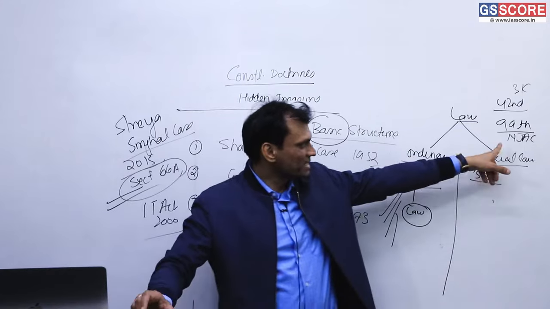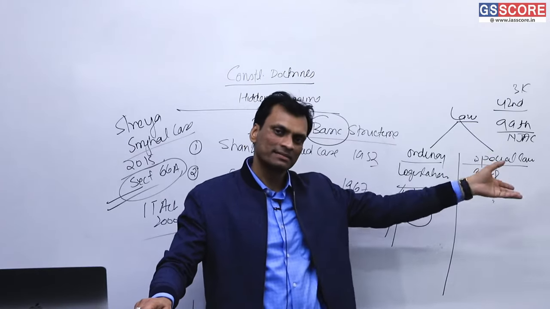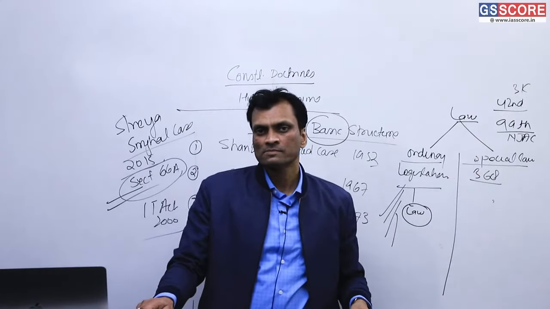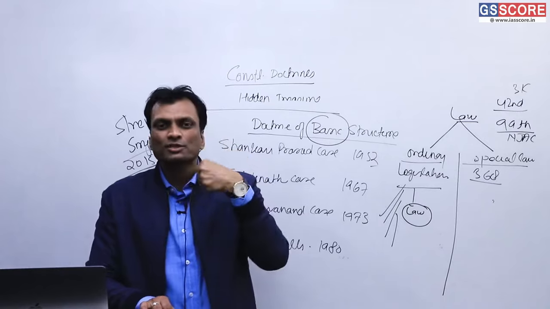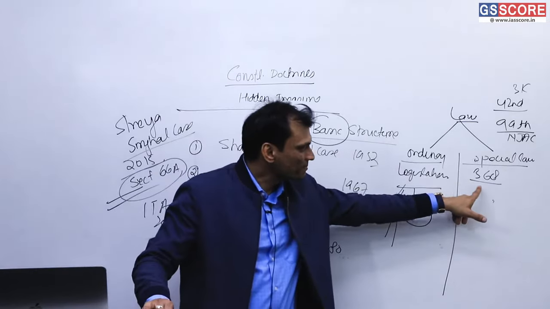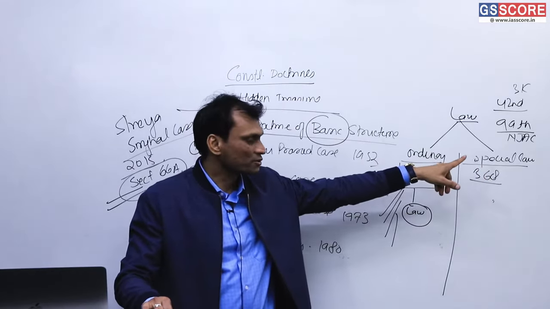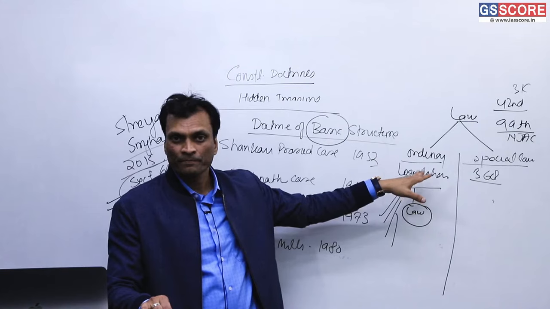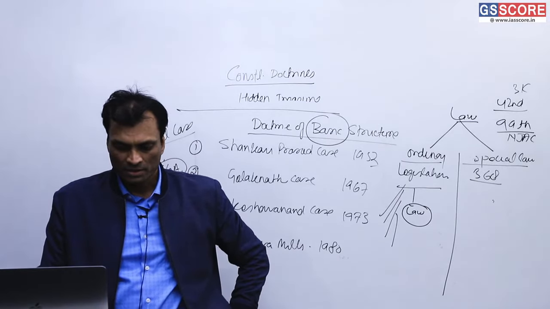Like in the NJAC case, the Supreme Court said that judicial independence is basic structure. Hence, the 99th Amendment Act and the NJAC Act are both unconstitutional. So the basic structure doctrine provides unlimited power to the judiciary for judicial review of what? Only special law, meaning an amendment law under Article 368. The basic structure doctrine can never be used against any other law or executive order under judicial review. This is what the whole thing is.